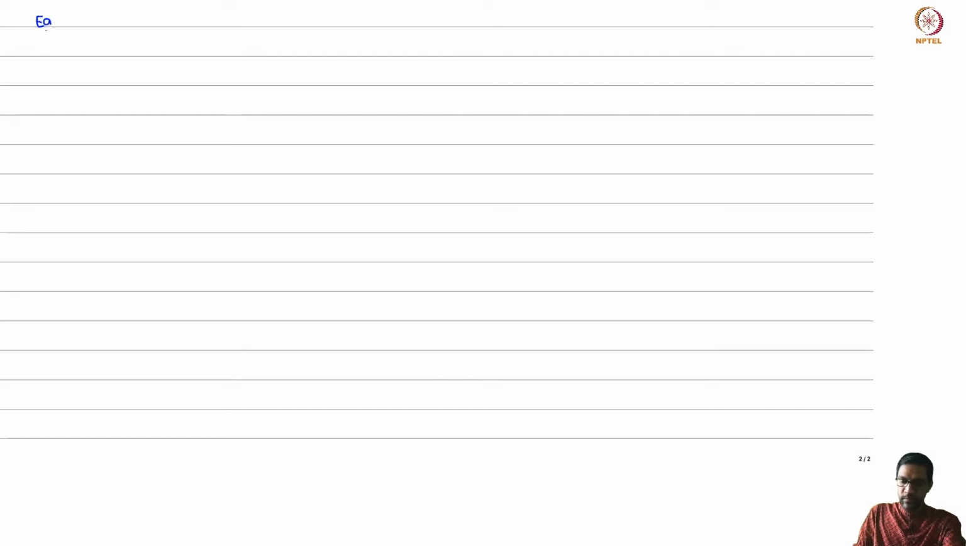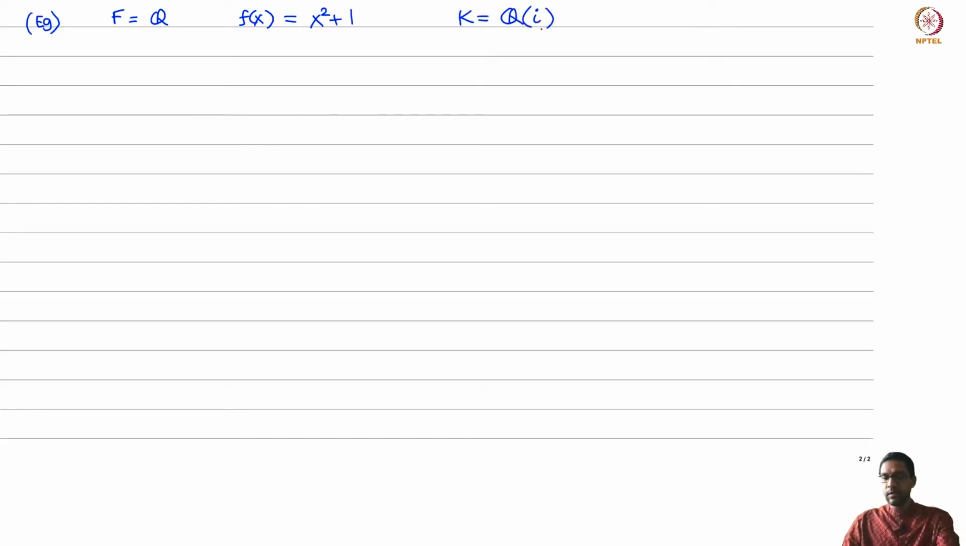Now let's give some examples. Here are some easy examples of splitting fields of polynomials. If I take my field to be the rational numbers and my polynomial to be x squared plus 1, then the splitting field turns out to be something that we've seen before in the earlier lectures. This is the field of Gaussian rationals, if you wish. It's the set of all a plus ib, with a and b running over the rational numbers.